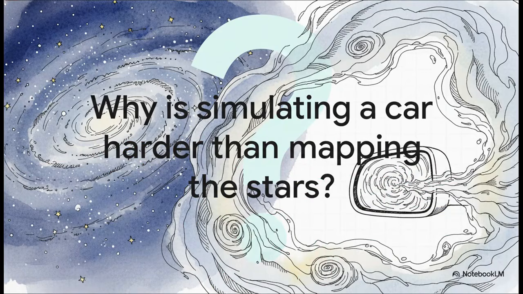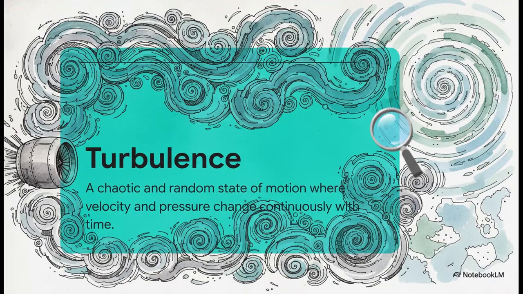So let's kick things off with a question that honestly feels a little bit backwards. Think about it. We can map the movement of entire galaxies, right? But we really struggle to perfectly predict the tiny swirl of air coming off a car's side view mirror. How is that possible? Well, it all comes down to one incredibly powerful, chaotic force. And that force is turbulence.